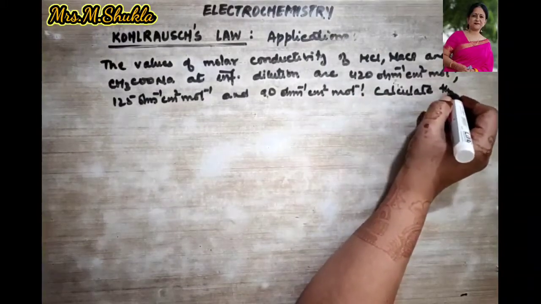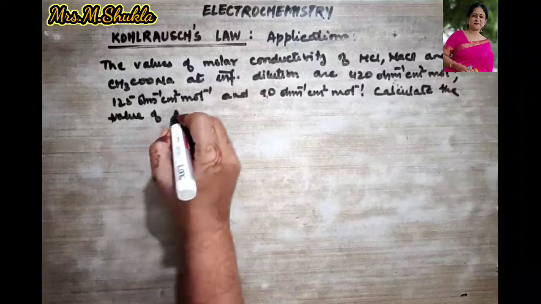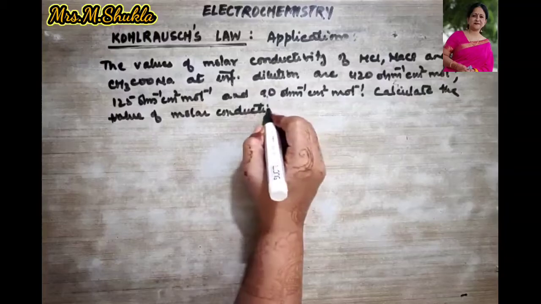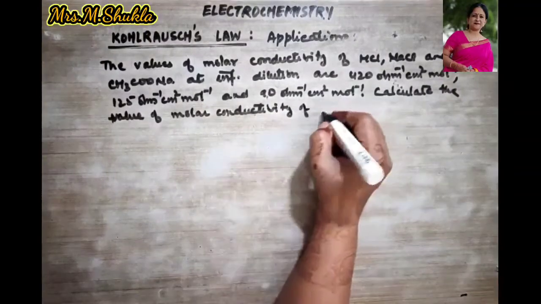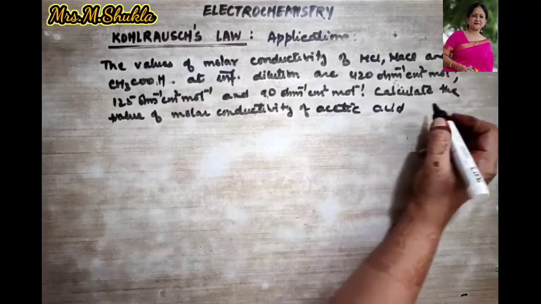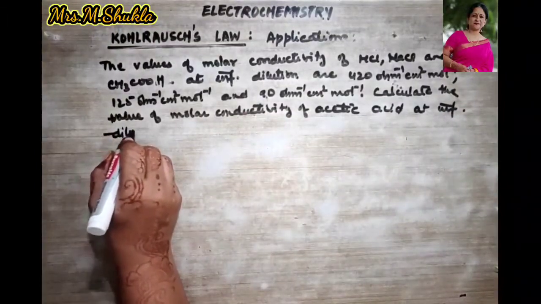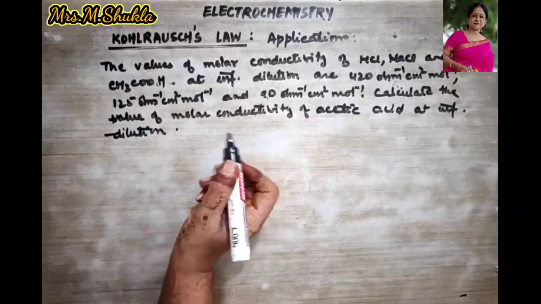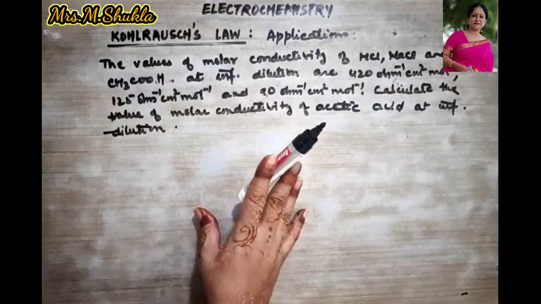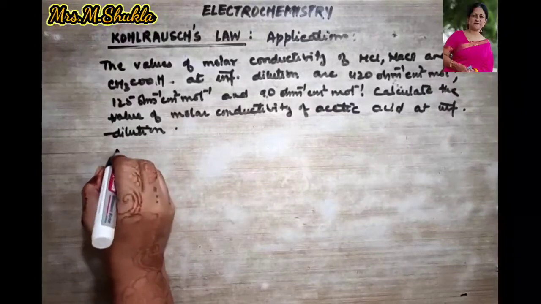Calculate the value of molar conductivity of acetic acid at infinite dilution. Clear? So here what do you see? We haven't got the conductance of the ionizable ions over here. So now over here, how are we going to find out? Let's see what all is given to us.